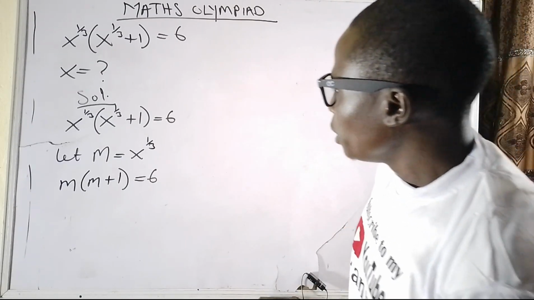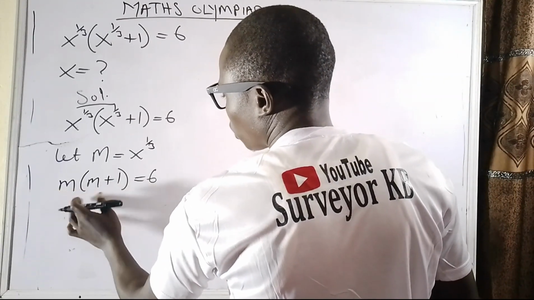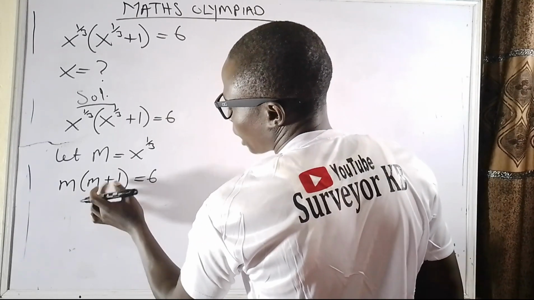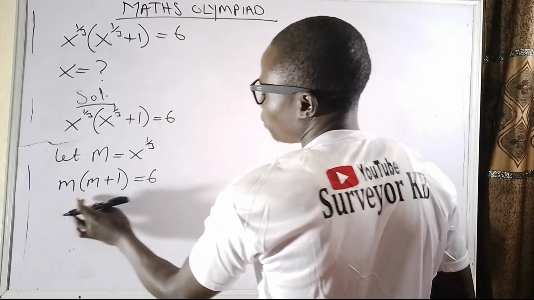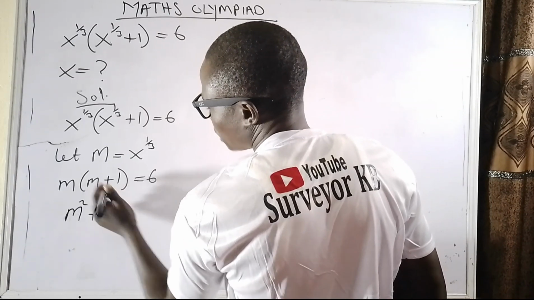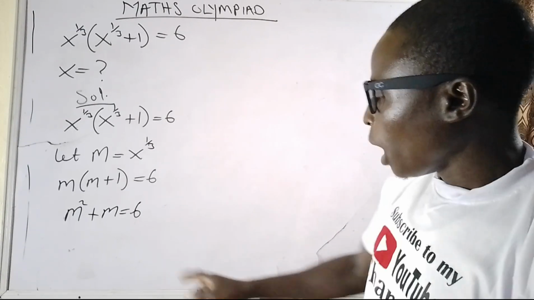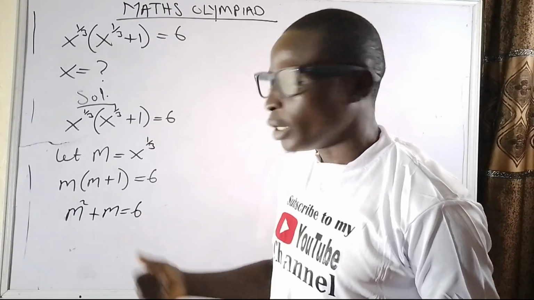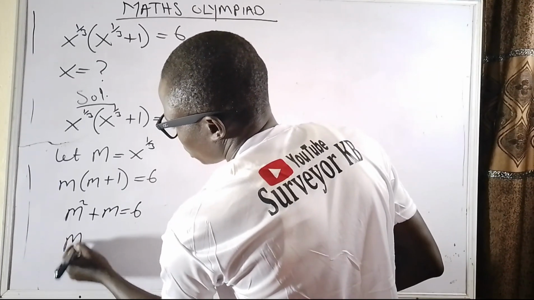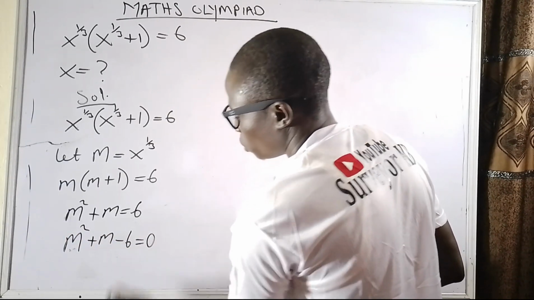So now the next thing to do is to open this bracket. We multiply m by each individual term inside the bracket. That means m will multiply m, and it will also multiply 1. That means m times m will be m squared, plus m times 1 is m, is equal to 6. So I want to send this 6 to the left side so that I have a perfect quadratic equation. So this will be m squared plus m minus 6 is equal to 0.